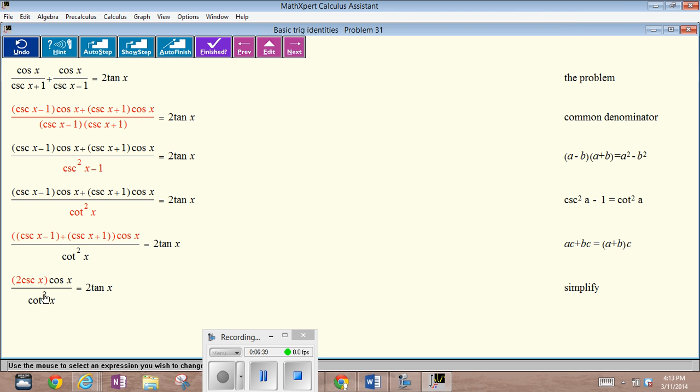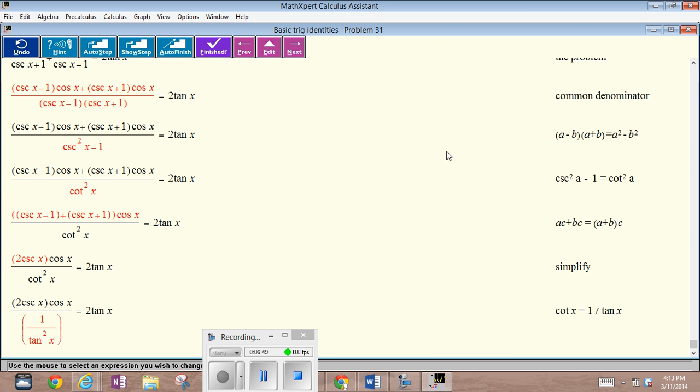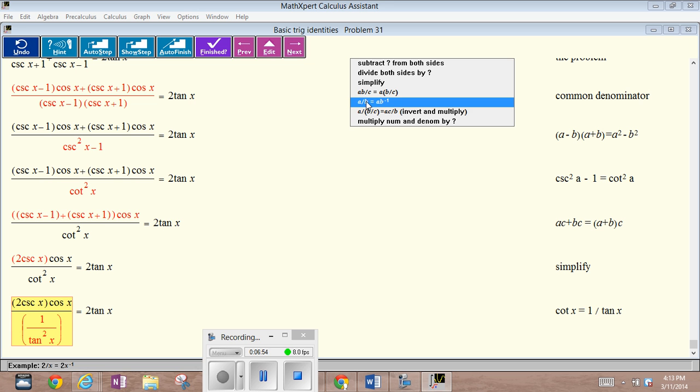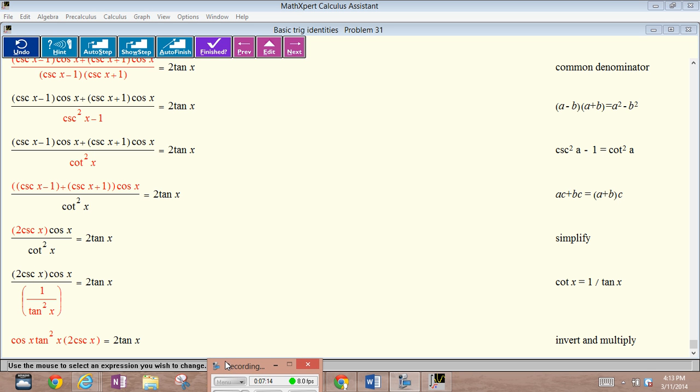We could imply that the cotangent is 1 over the tangent. We could work on that, and then invert and multiply. So we're going to take this down and invert and multiply that, as is stated here, so that now we're down to this. That was basically inverting and multiplying, and you can see we're getting there. It's a little bit tedious, but we're going to hang in there.